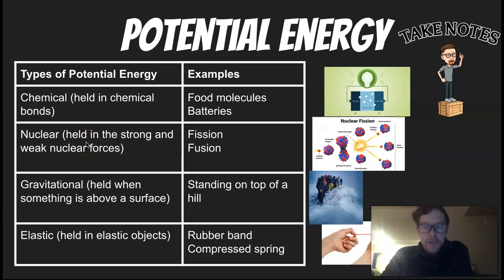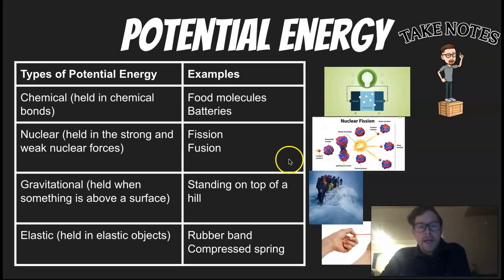And that's related to the nucleus of the atom. So it's held in the strong and weak nuclear forces. And so when there are situations where the nucleus can be either broken apart or fused together with another nucleus, there's a tremendous amount of energy released. So fission is the common one that we see in our nuclear power plants and in the bombs that have been used.